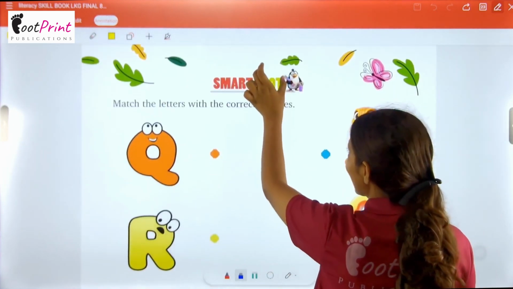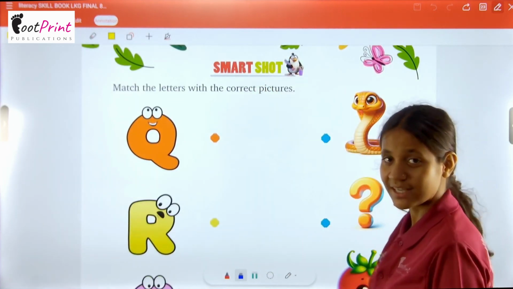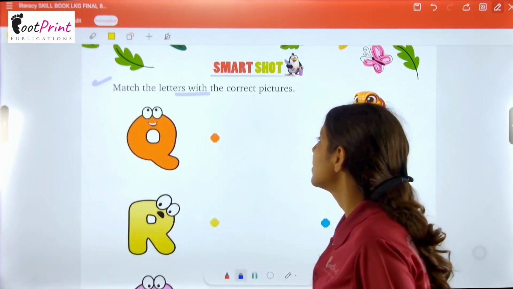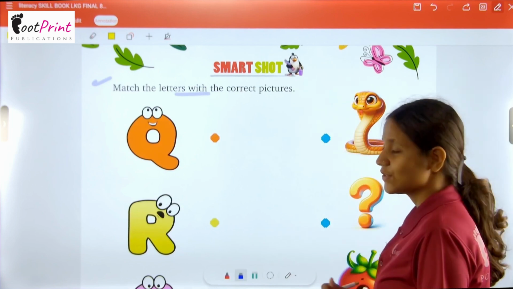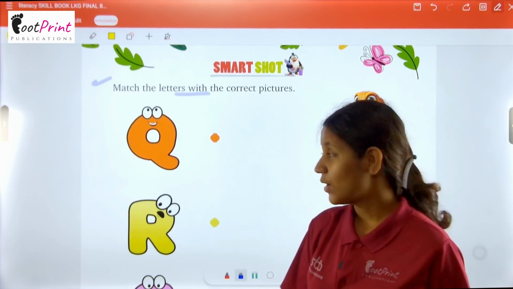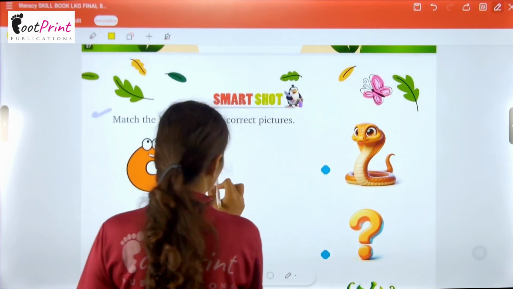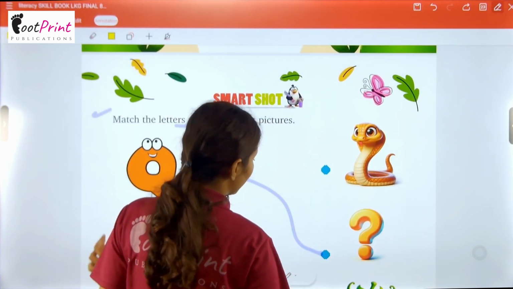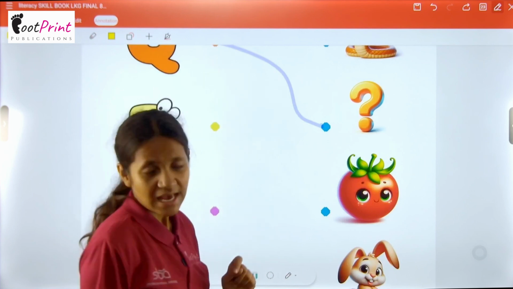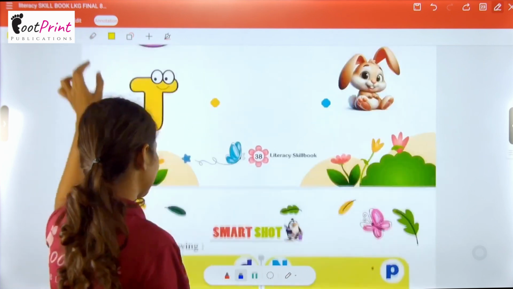Now after that we have smart shot activity, in which we have to match the letters with the correct pictures. So first is Q, and here we can see that this is a question mark. So Q says question mark, and this is how you will also complete all the matching.